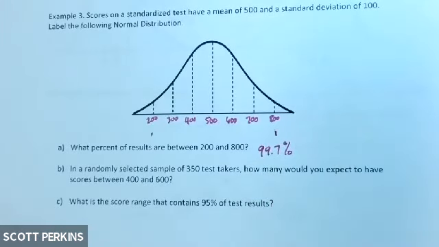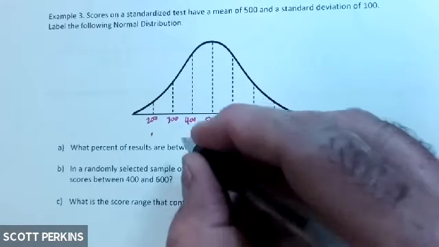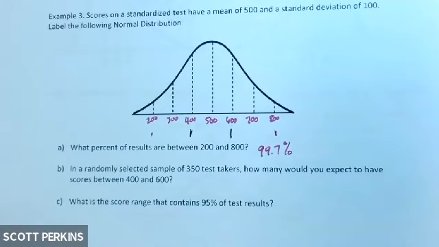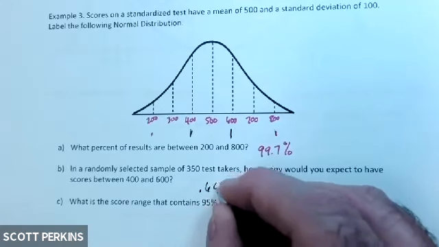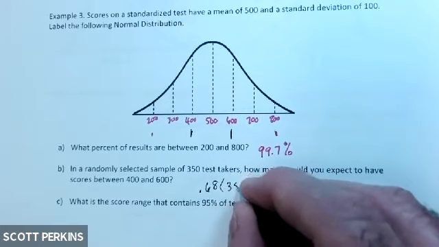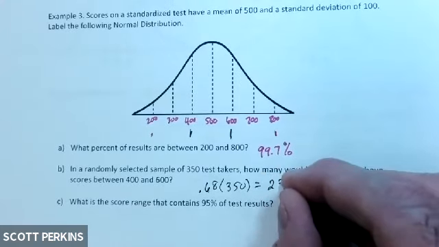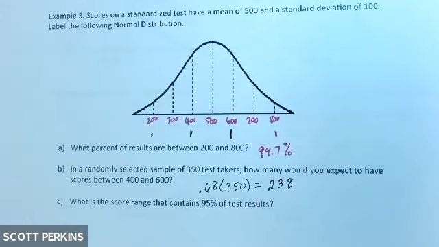We're taking a sample of 350 test takers. How many are between 400 and 600? So 400 to 600 is one standard deviation in each direction. So that's 0.68 times that 350. And what does the calculator tell me is the result there? 238.